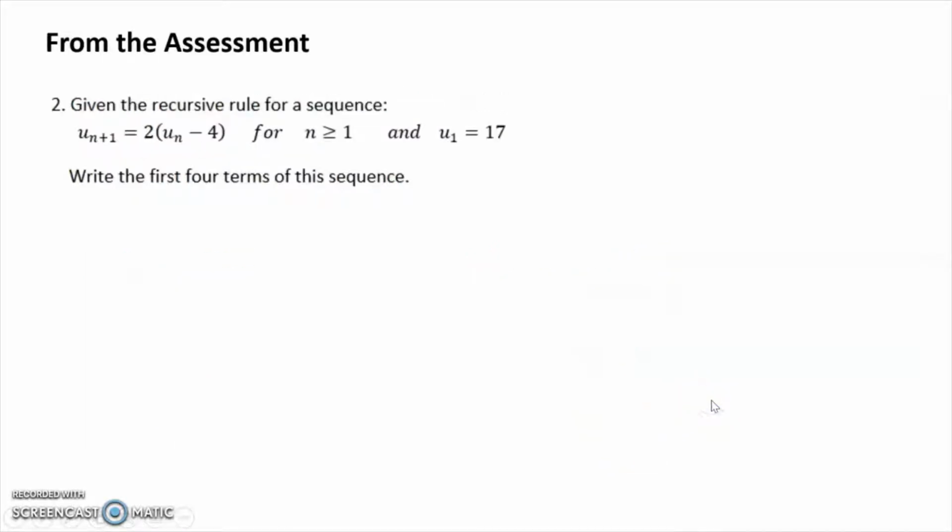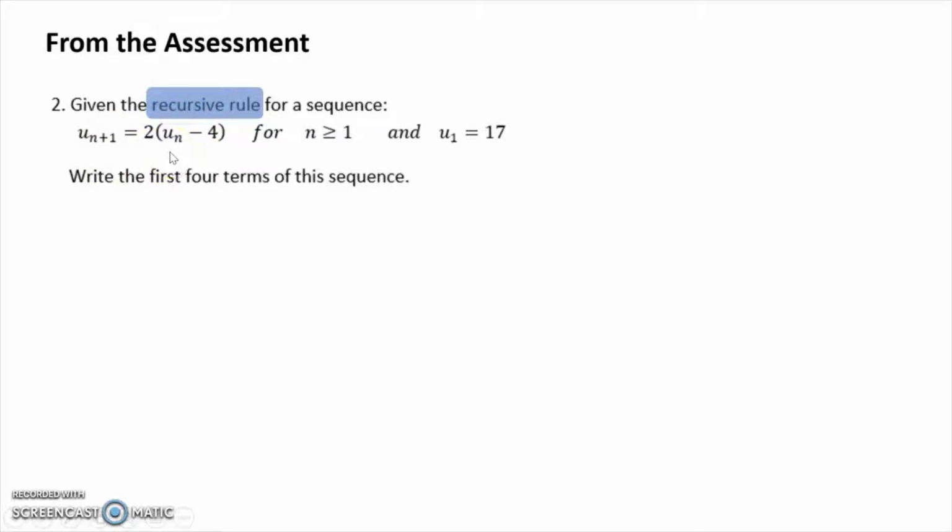Let's keep going. Next one from the assessment looks like this. It says, given the recursive rule, and remember, a recursive rule will always look something like this. It will have u sub n plus 1 here, and then a u sub n here. Or sometimes you'll see u sub n here, and then u sub n minus 1 here. The point is, you have u sub n on both sides of the equation instead of just n.